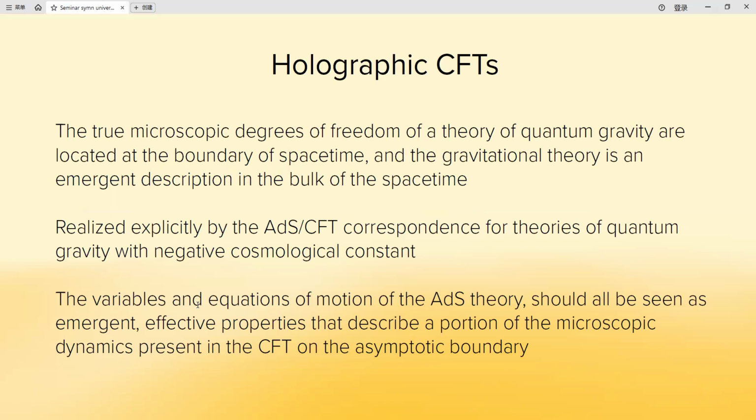So one of the main insights that we've had in the past few decades is that the true microscopic degrees of freedom of a theory of quantum gravity are located at the boundary of space-time. And the gravitational theory should be seen as an emergent description in the bulk of this boundary. And this idea is realized explicitly by the AdS/CFT correspondence for theories of quantum gravity that have a negative cosmological constant. And in this setup, the equations of motion and the variables should be seen as emergent effective properties of a subset of the true microscopic description in terms of the CFT on the asymptotic boundary.